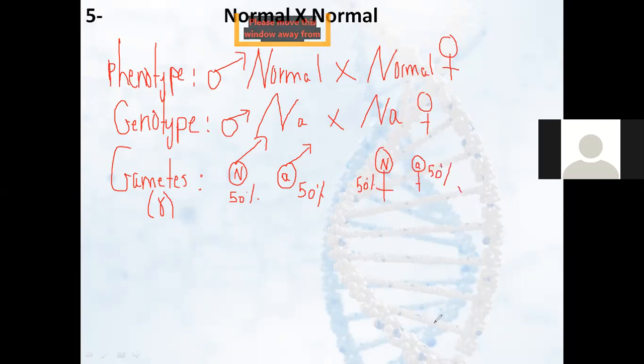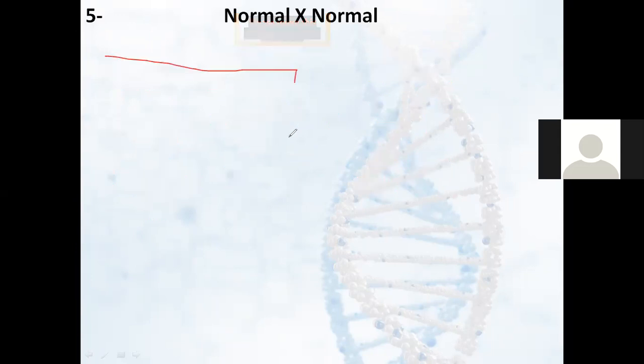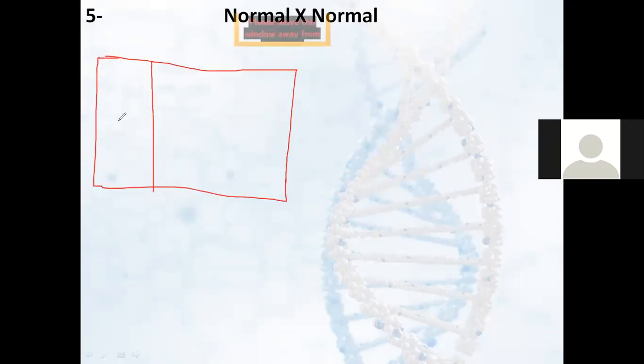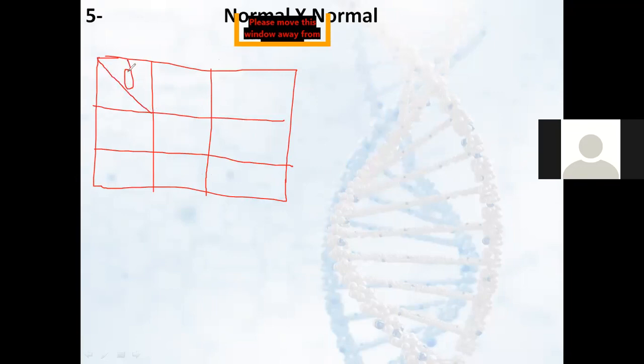Now we move to the fourth step, it's the table of cross. In the table of cross, I have to draw the table and divide it into male and female, and I have to use a pencil and a ruler. So this is the male and this is the female, and N is 50%, and A is 50%. And also here we have N 50% and A 50%.